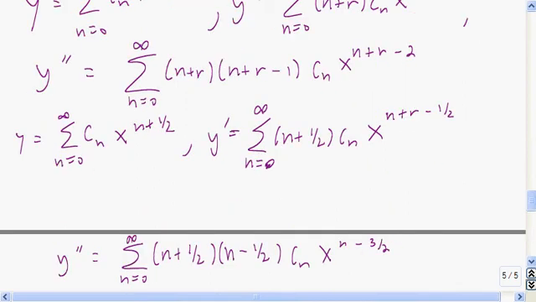Okay, so plugging in the value of r that we have, which is a half, we find that this is our generalized series that we're looking for. Here's the derivative, and here's the second derivative. Okay, so go ahead and plug these into the differential equation.